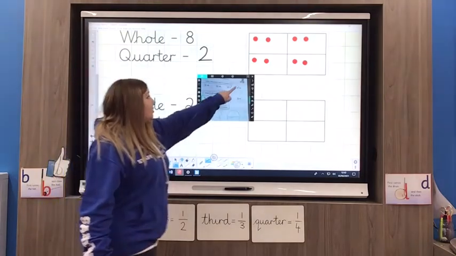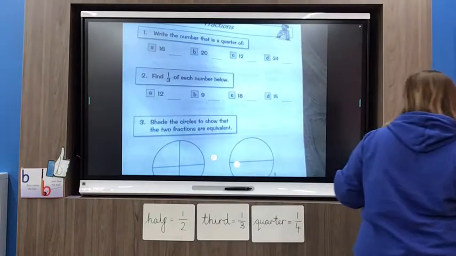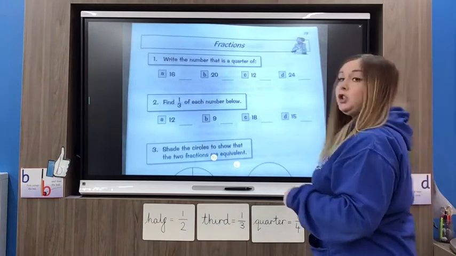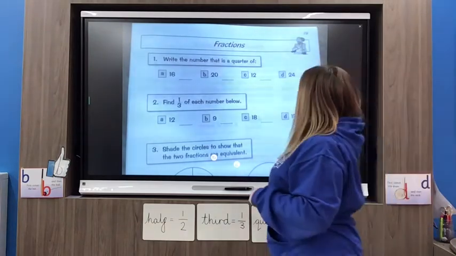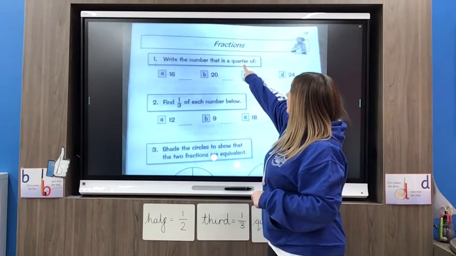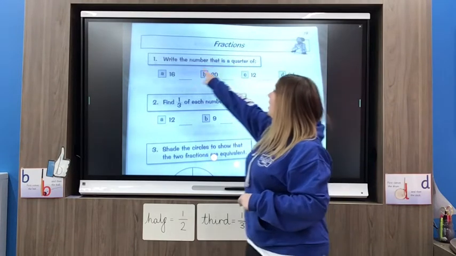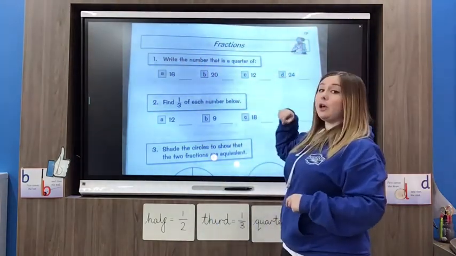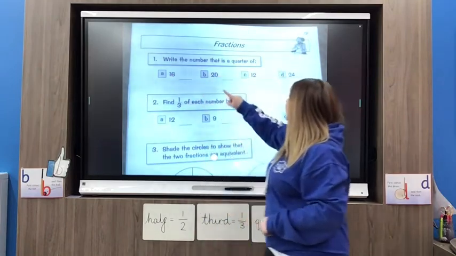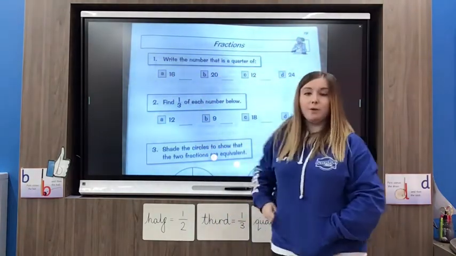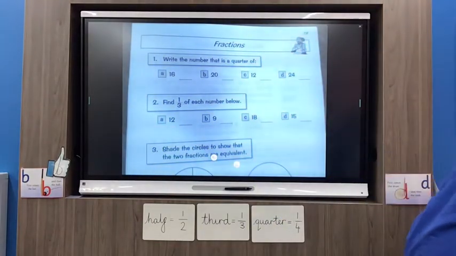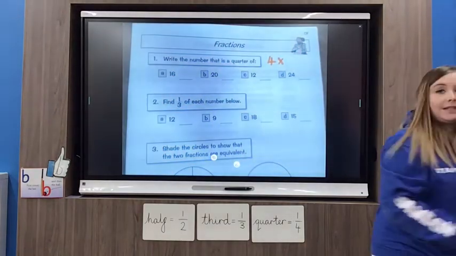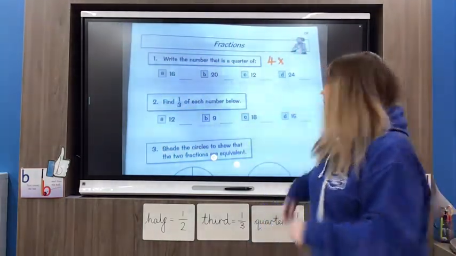So if we look at your activity today, Year 4, that's what question number 1 is asking you to do. To find a quarter of these numbers. So write the number that is 1/4 of 16, 20, 12 and 24. And remember, you're going to be using your 4 times tables to help you there.